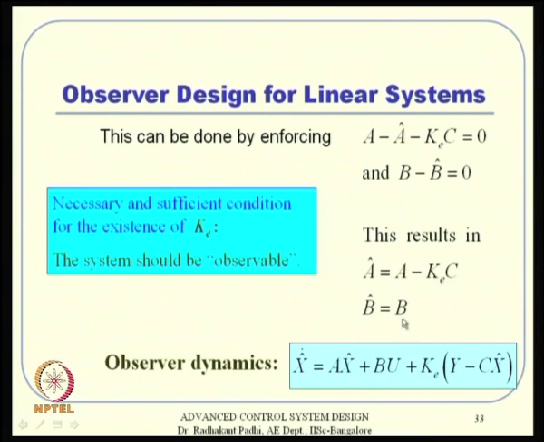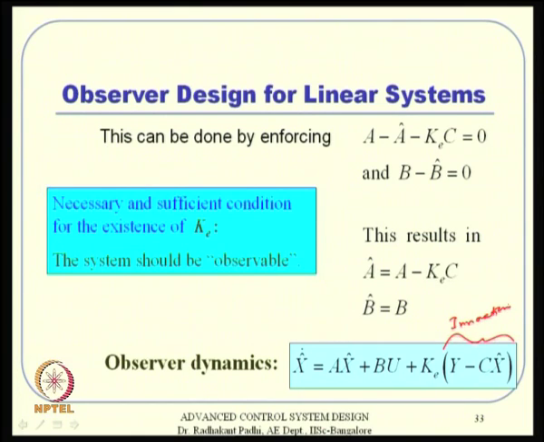So, let me put it back, and once I put it back, I get something like this. x hat dot is A x hat plus B u plus K E times y minus C x hat, where y is your actual sensor output and C x hat is the estimated sensor output. That means y minus C x hat is also called the innovation or residual; typically it is called innovation in the filtering setup.